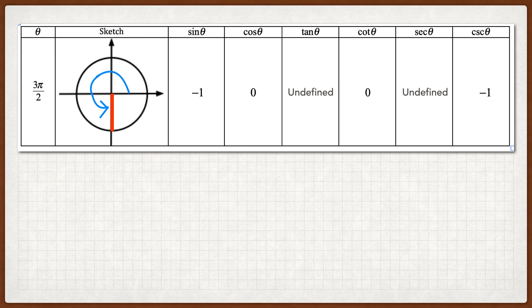Normally, you won't evaluate all 6 trig functions, just one of them. But hey, practice makes perfect.